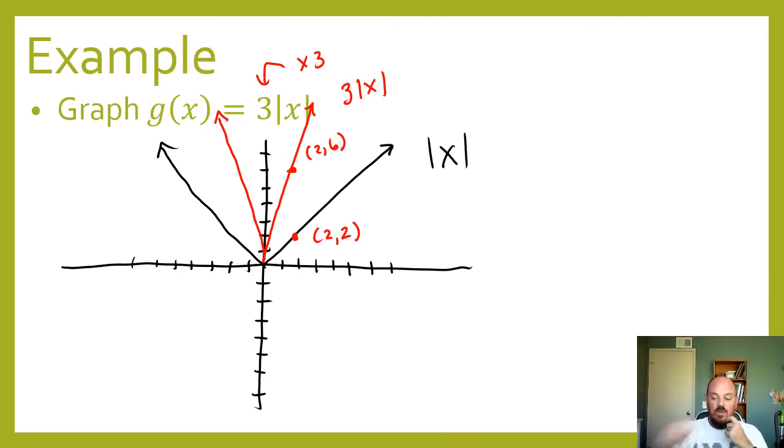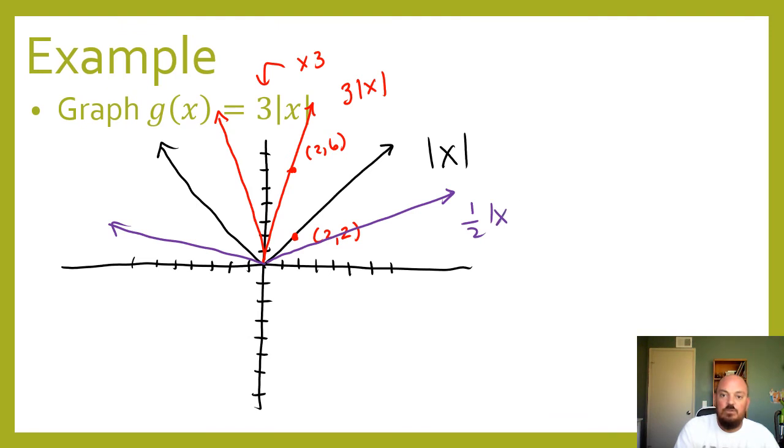And you get a shape where, in fact, I'll draw one in here for you. If I wanted to graph like 1/2 absolute value of x, you would end up with a graph that looks more like this. And this isn't part of our example, but just to show you, this would be 1/2 absolute value of x. You would have a graph that's a flatter, wider V shape. So the bigger the number, the skinnier it gets. The smaller the number, the wider it gets.